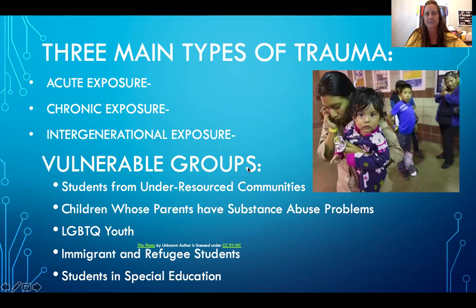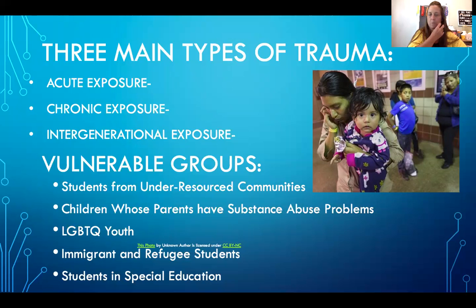So just to get started, there are three main types of trauma. The first type is acute exposure, and that would be, for example, a child who's been involved in a car wreck or a natural disaster, or maybe even something as terrible as a school shooting. If it was just a single occurrence, then that would be considered acute exposure.